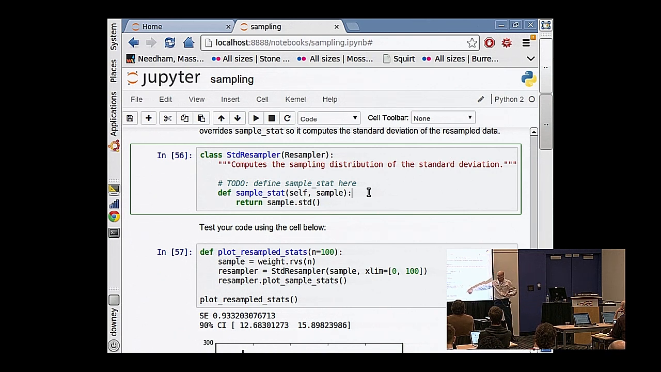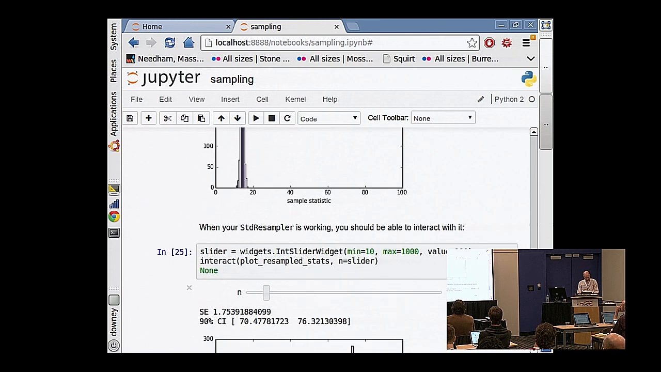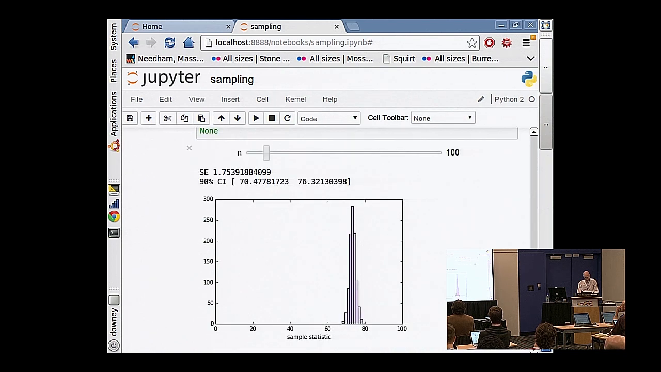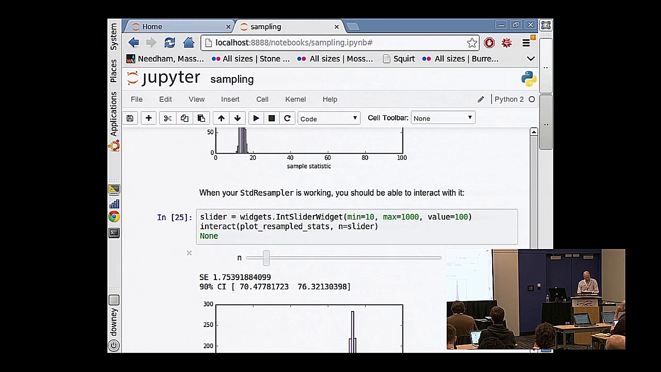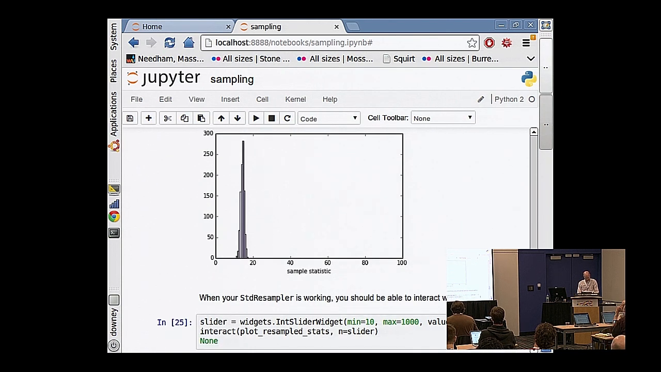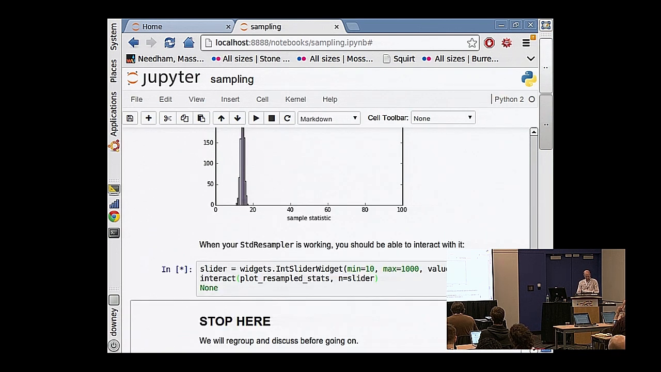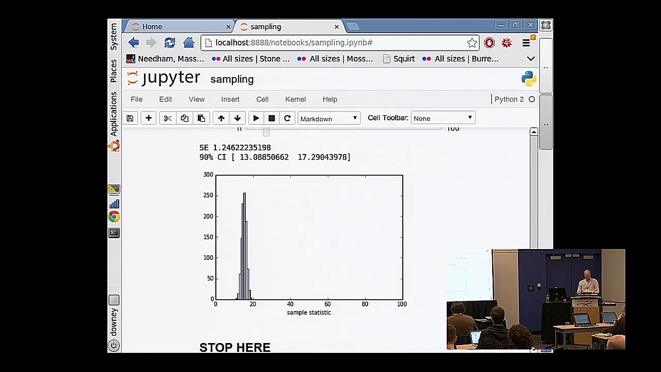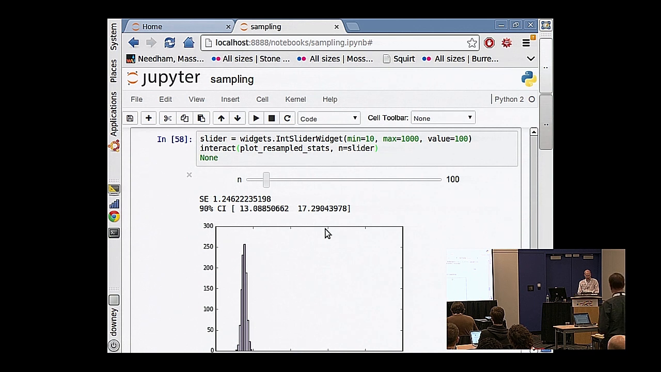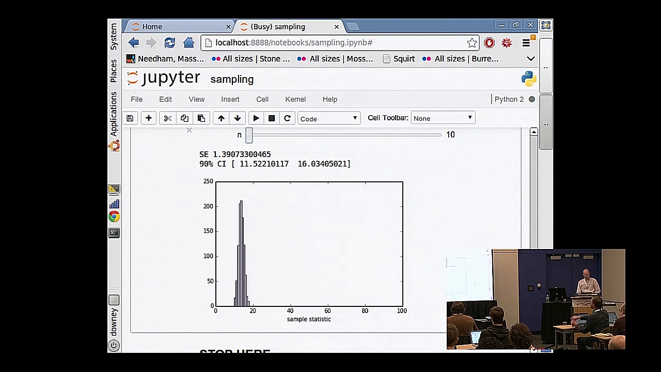This is the same code again, and this is what that interaction comes out looking like. I think I haven't actually run this one yet. Good. And again, I can vary n as n gets small. The width of the sampling distribution gets wider.